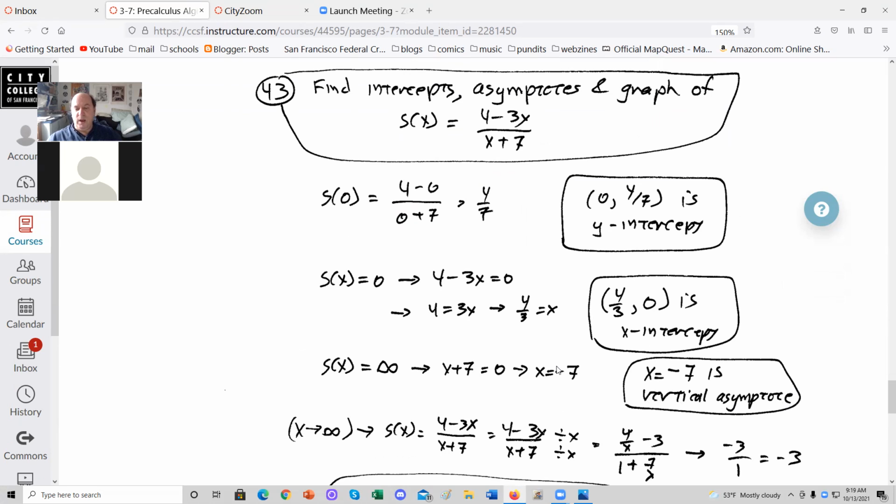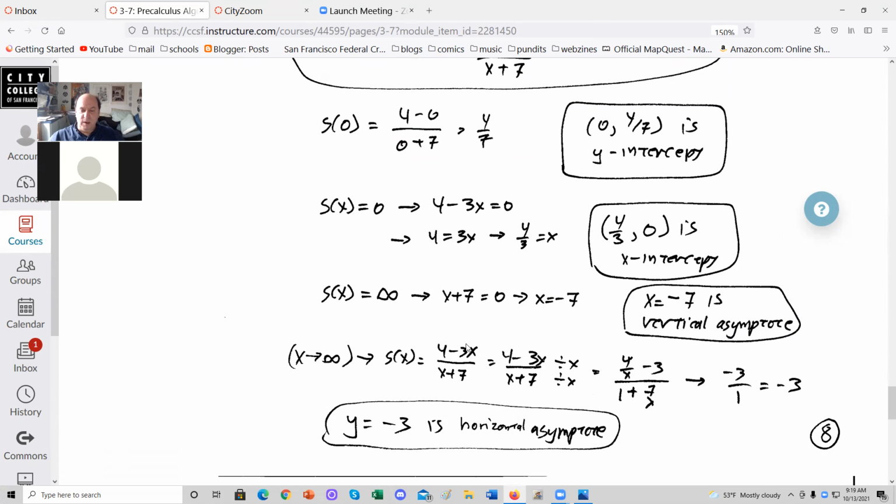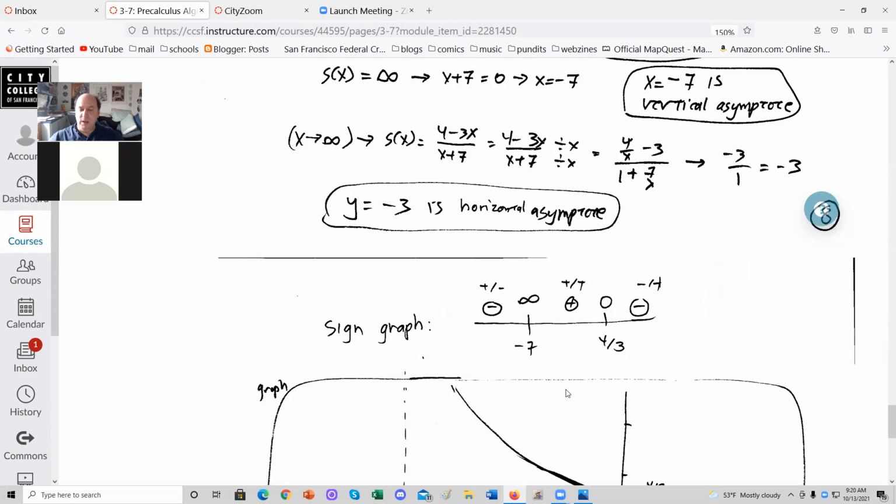And to find the horizontal asymptote, take the function, divide numerator and denominator by the leading power of x, namely x. Get 4 over x minus 3 over 1 plus 7 over x. The 4 over x and the 7 over x vanish when x goes to infinity. So left with negative 3 over 1, or negative 3. So y is negative 3 is a horizontal asymptote. So you have intercepts and asymptotes.